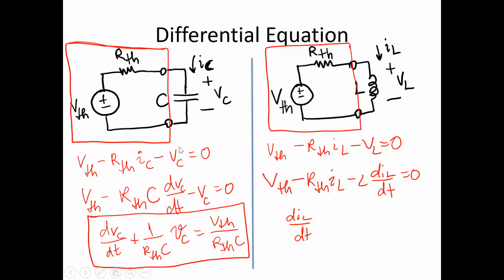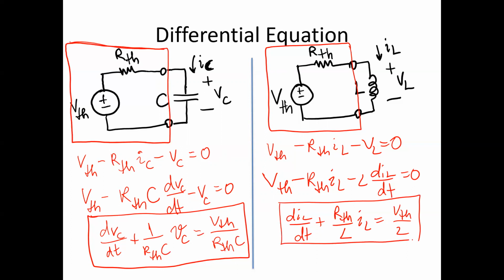Sorry about that. Yes, so if we put this now into standard form, this is going to be plus R Thevenin divided by L times IL is going to be equal to V Thevenin divided by L. Okay, and if you compare these two equations, you can see that even though they're slightly different, they do have one common feature, namely all of the equations are in the form of a derivative plus a linear term of the variable equals some function of the independent sources that the capacitor or the inductor is connected to.